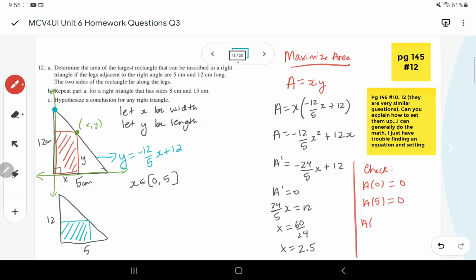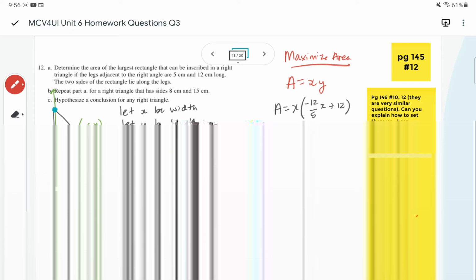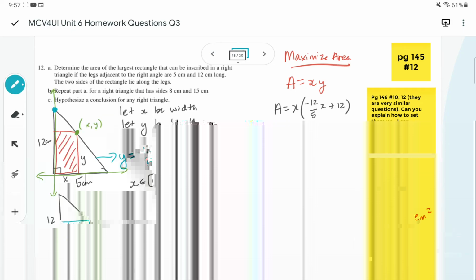That's 0, but the area if x is 2.5, we can figure that out. 2.5 squared times negative 12 over 5 plus 12 times 2.5. So that would give me an area of 15, and these are centimeters squared. So obviously that is my maximum.